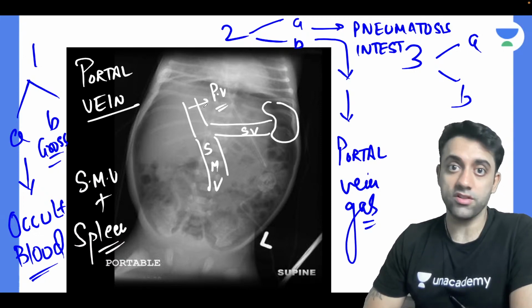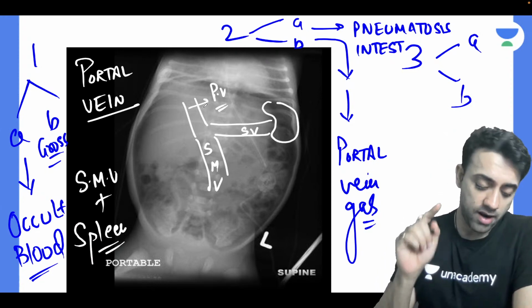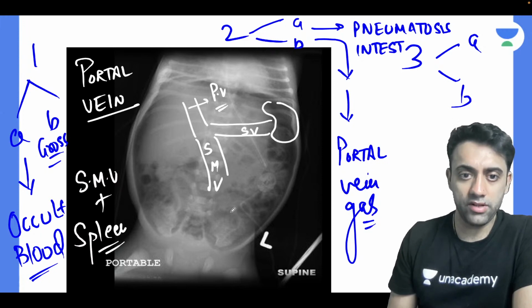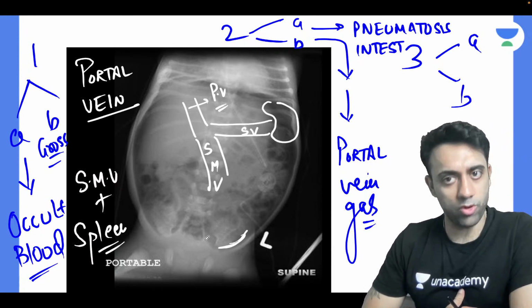Stage 1B will have gross blood in the stool. Stage 2A will have pneumatosis intestinalis, nothing but bowel wall edema. The bowel wall will have edema, okay. And what else? Stage 2B will have portal vein gas.